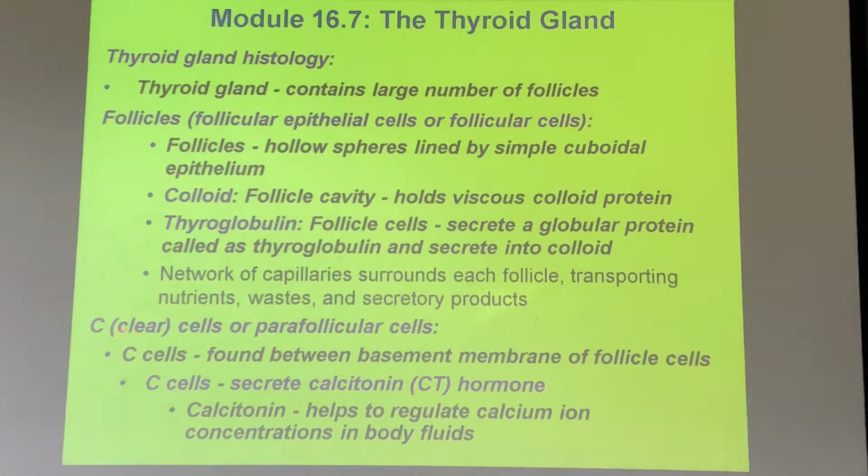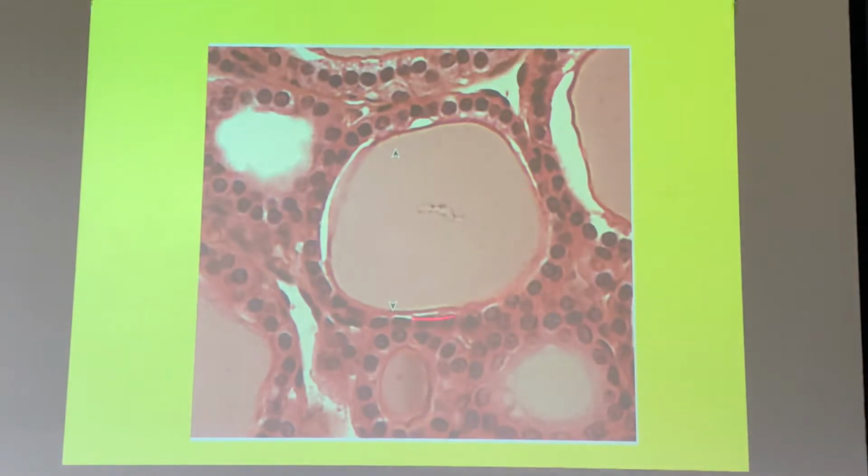Then there are some other kinds of cells called parafollicular cells. These are also called C cells. C means clear. They are between the membranes of the follicular cells, and they are specific to release a hormone called calcitonin. What calcitonin does is it regulates the calcium ion concentration in the body. So this is about that.